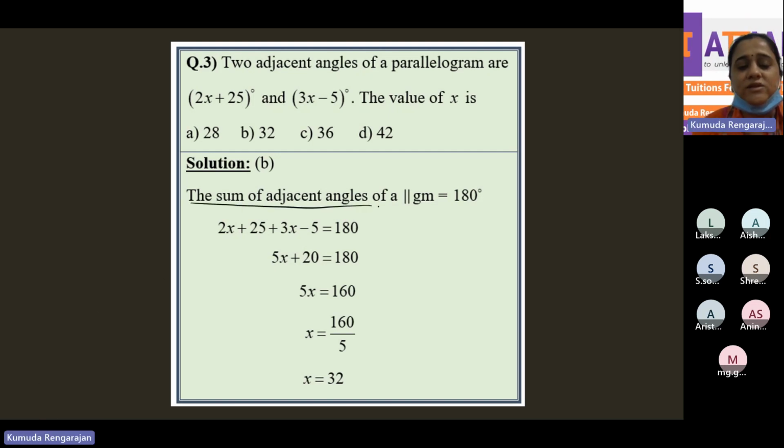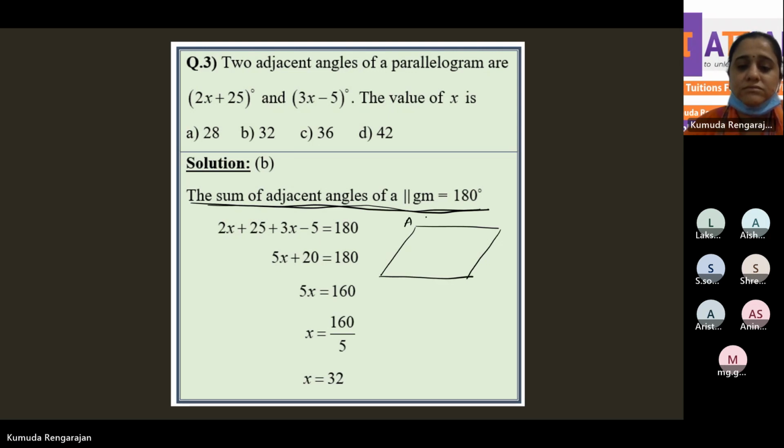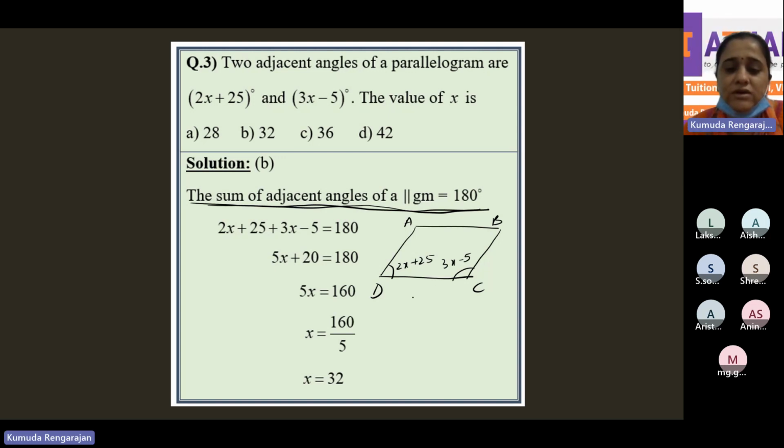So the sum of the adjacent angles of a parallelogram is equal to 180. That's a property. You can even draw a figure and mark the angles like this. Then according to this figure, angle D plus angle C is equal to 180. Solve and find the value of x.